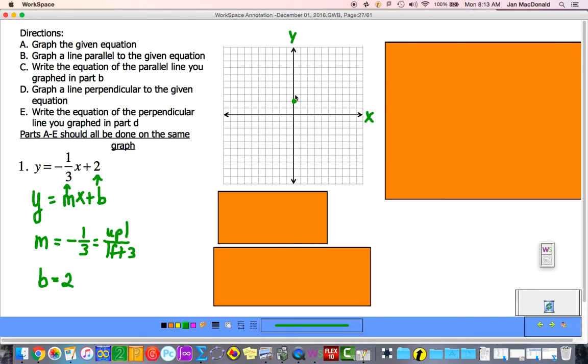So we're going to go up 1, left 3. 1, 2, 3. Up 1, left 3. And of course, up to the left is the same as down to the right. And here is the graph of y equals negative 1/3 x plus 2, right here in green.